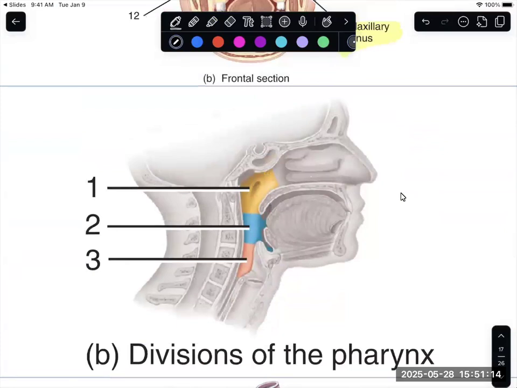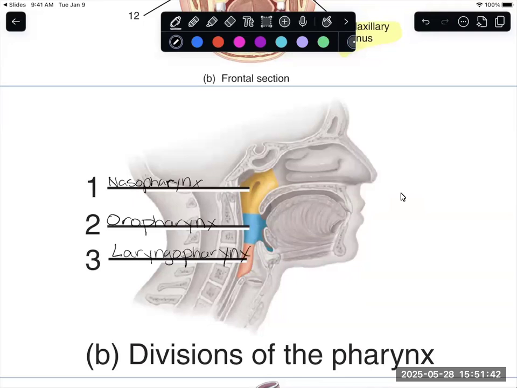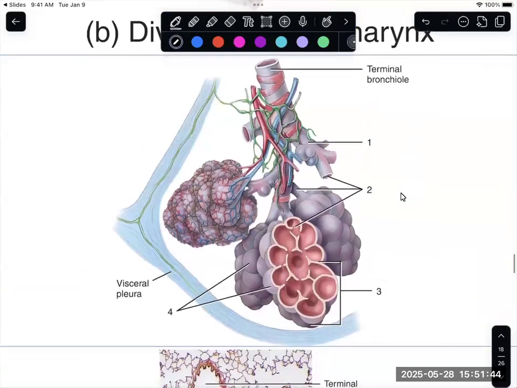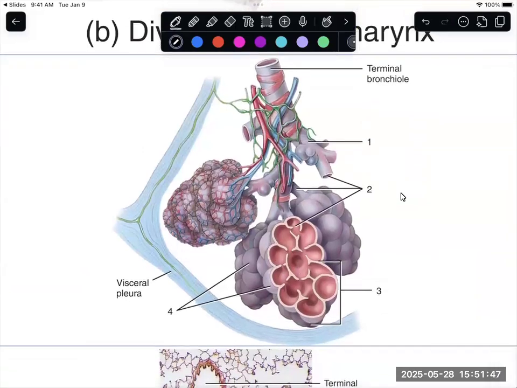Here's those different divisions of the pharynx. I like this picture because it color codes them so they're easier to see, like that nasopharynx. That should be an R. The oropharynx. And then that laryngopharynx. Here, this shows that terminal bronchiole coming down really well.